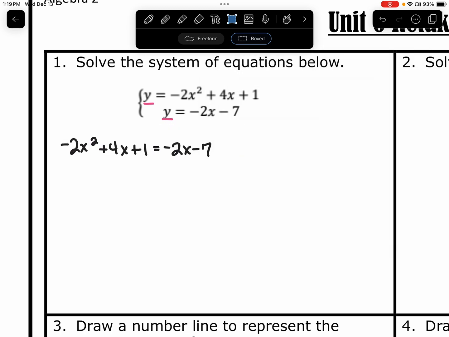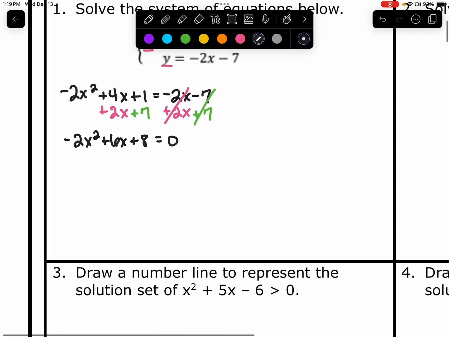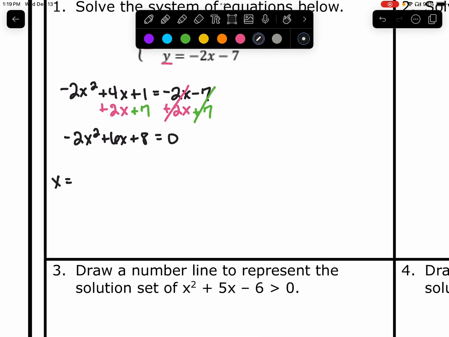There we go. We're going to go ahead and add 2x to both sides to zero that out. And we're going to add 7 to both sides to zero that out. So that'll be negative 2x squared plus 6x plus 8 equals 0. And then you're going to solve this. You can use the quadratic formula or you can graph it.